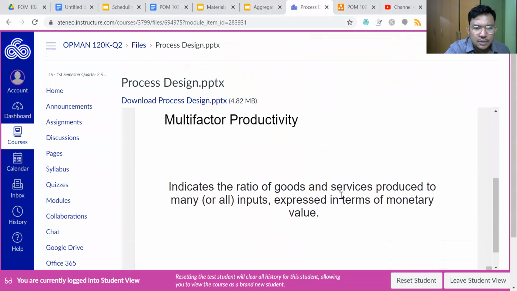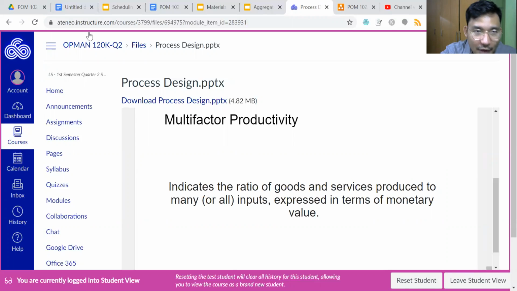Multi-factor productivity, quick definition: it indicates the ratio of goods and services produced to many or all inputs expressed in terms of monetary value. From what I discussed in the previous video, we use monetary value to standardize the unit of measurement for all your different inputs. Since there are many different types of inputs, you need one standard way of measuring them, which is the monetary value that they cost.